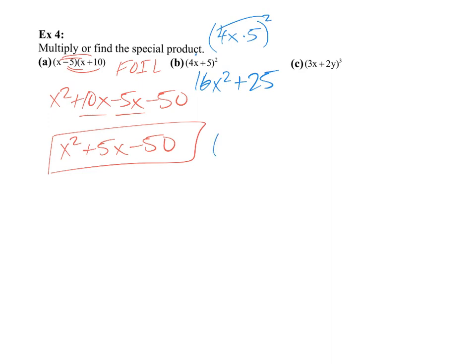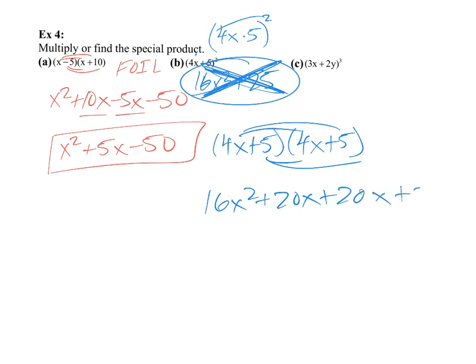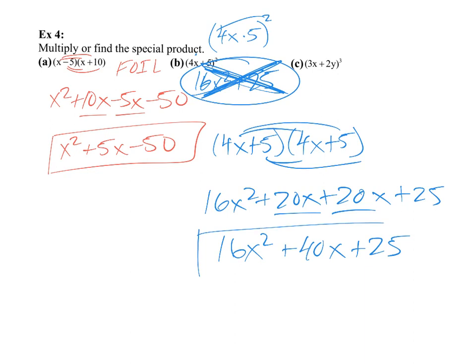You have to expand 4x plus 5 times 4x plus 5. So don't do this. All right, so we have to FOIL once again, and we get 16x squared plus 20x plus 20x plus 25. And we have 16x squared, combined like terms, we have plus 40x, and we have plus 25. Done.